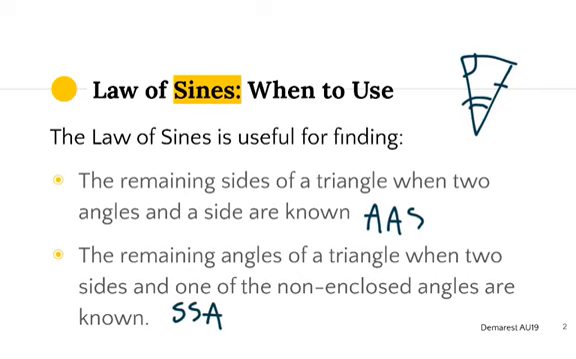Okay, and then side-side angle would be when you know a side, and then one of these two angles, right? So if we know this side and this side, we've got to know one of those two angles. The important thing is that this right here is the enclosed angle because it's the angle made by those two sides. So as long as we either know this one or this one, that would be side-side angle. Okay, so those are the two cases where we can use the law of sines.